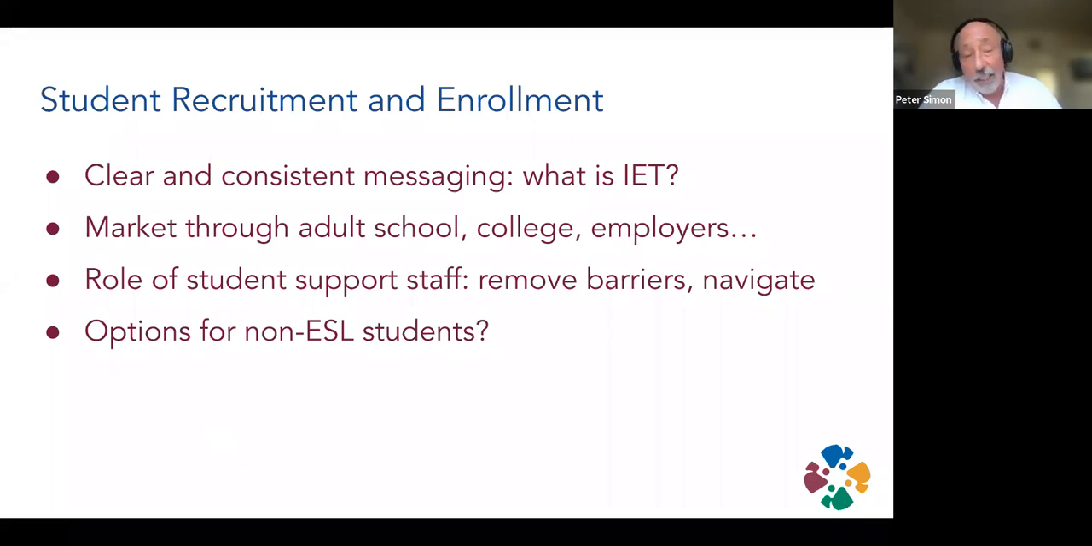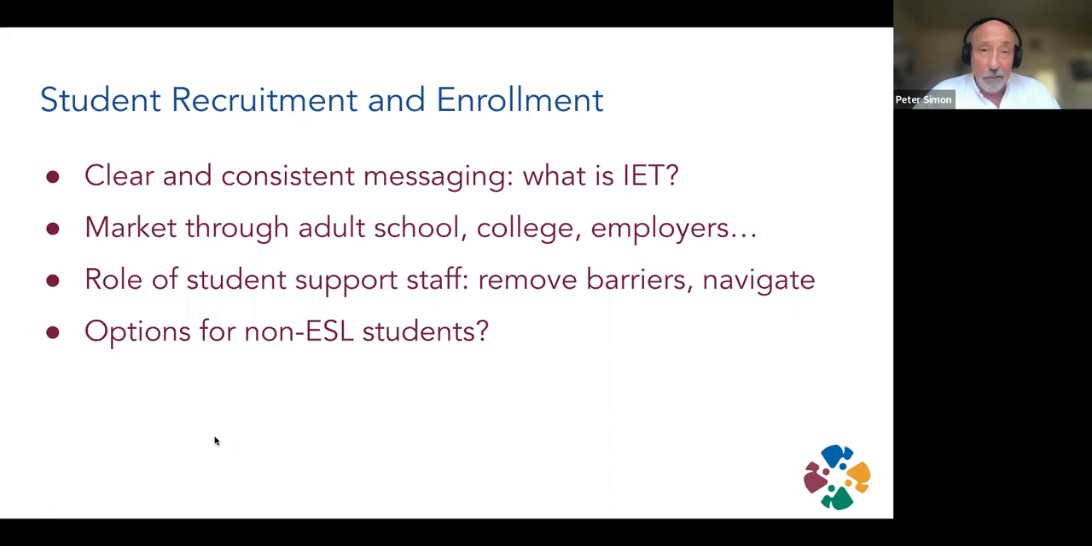And the marketing can be through the adult school, the college, employers, and I think to really educate your own staff, the people who the students first encounter, whether it's intake people, counselors, transition specialists, for people to really understand what's the value of this so they can explain that then to students. Again, the student support staff play an incredibly important role in terms of addressing barriers, navigating, figuring out schedules.